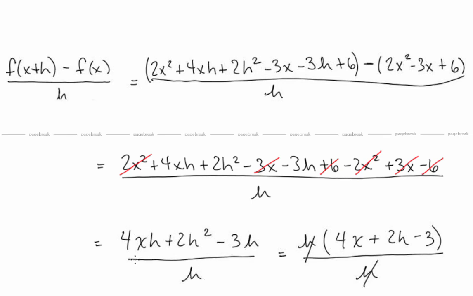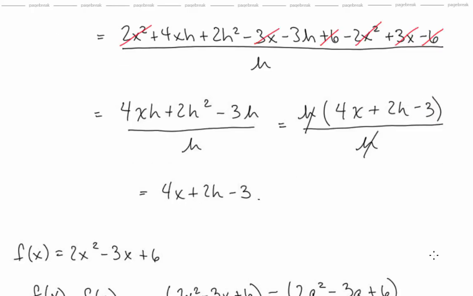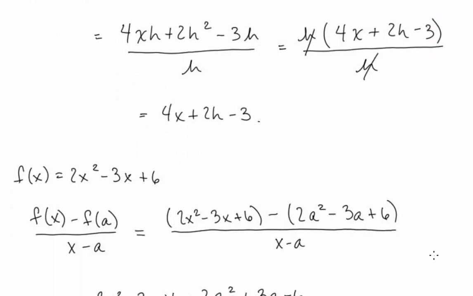But now notice everything in the numerator has a factor of h, so we can pull out that h and cancel it with the denominator. So what we're left with in the numerator is then 4x plus 2h minus 3. And that's our solution here. Let's take a look at another difference quotient for the same function. We have here f of x minus f of a over x minus a. So here's f of x.